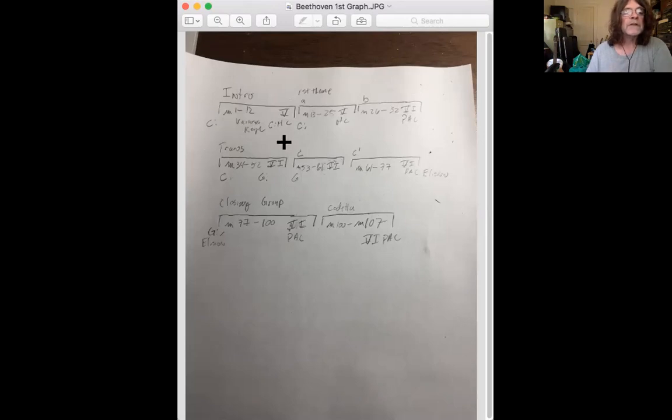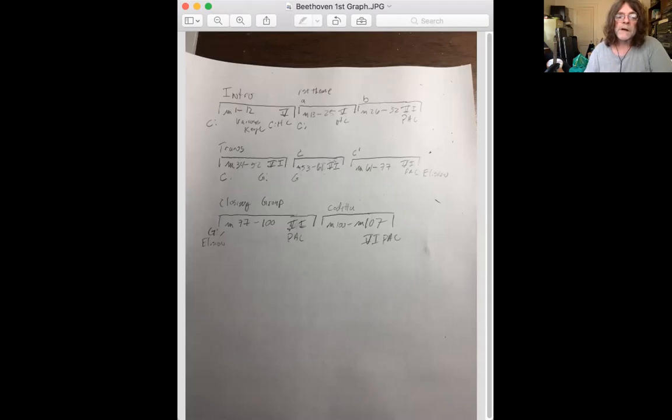Then we get the transition that's basically just going to take us from one key to another. Sometimes it's a thematic transition. Sometimes it will take material from the introduction. Sometimes we'll have its own theme. And when I say thematic, maybe it's taking material from the first theme. So there are various ways it can go, or it can be just something completely different.